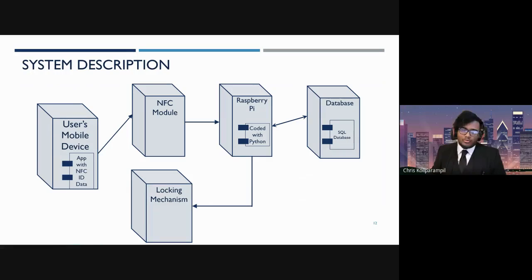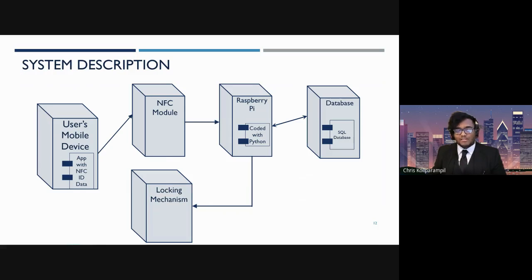This is a broad overview of how we'll be implementing this smart lock. We'll be implementing a mobile application that will be programmed with changeable NFC ID data. This data will then be read by our NFC module, which comes in the form of a PN532 NFC chip. This chip encompasses the user interface for this lock.